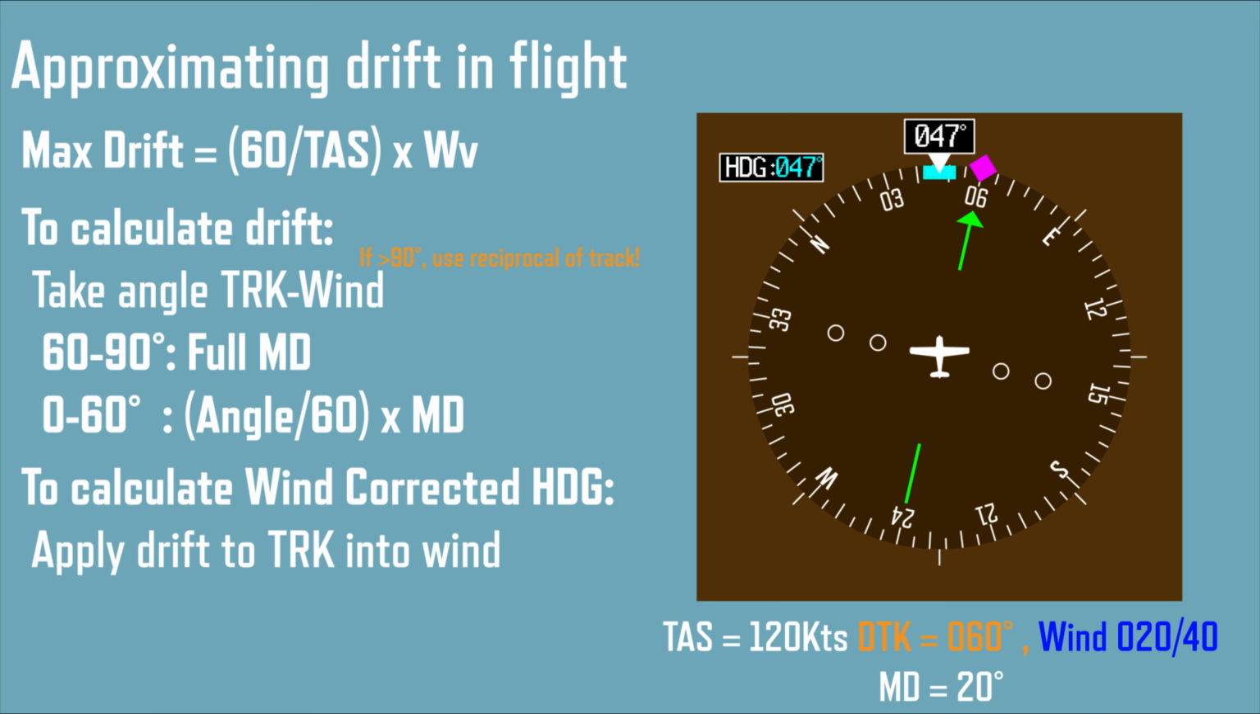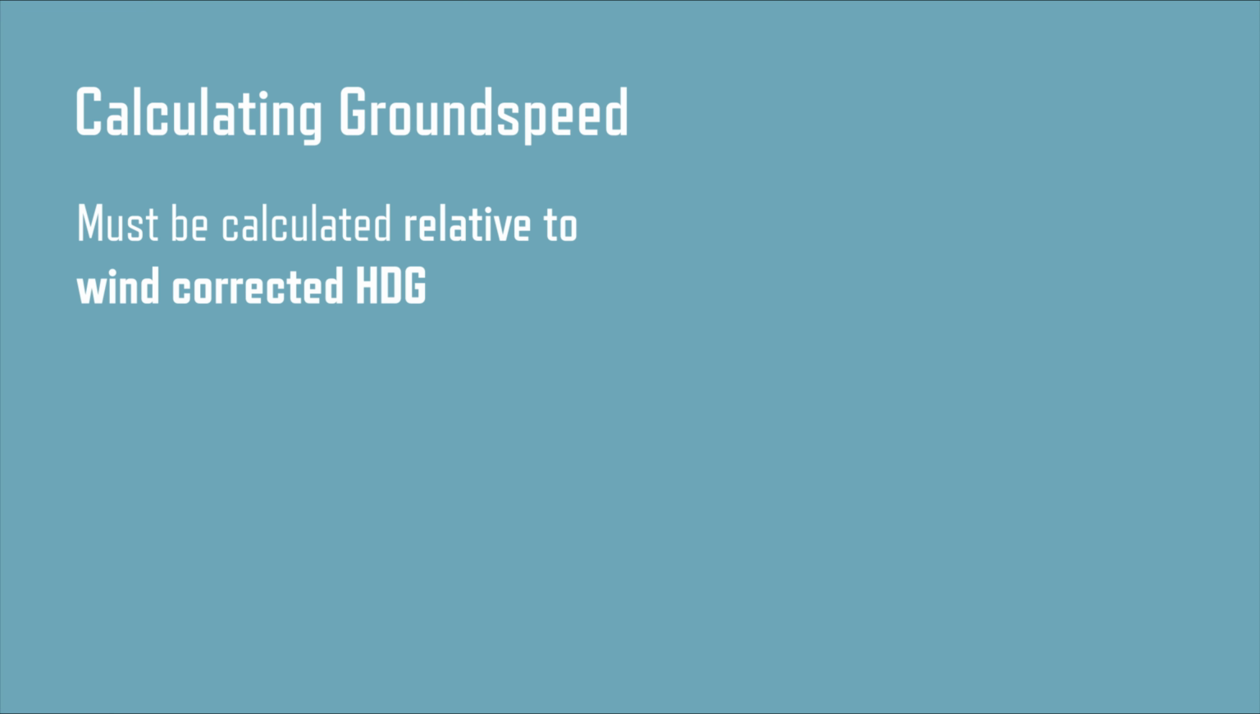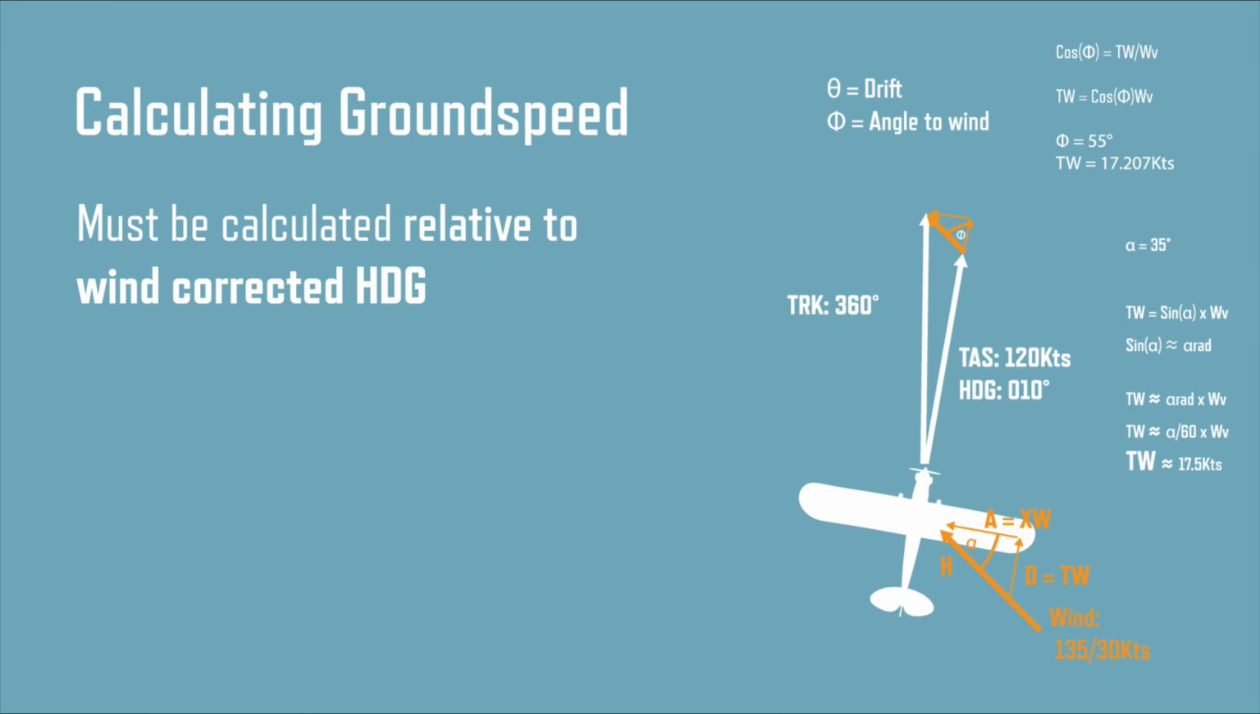Some people refer to the calculation of how much max drift to apply as the clock code, because the fraction of max drift to apply based on the angle as a fraction of 60 is like the number of minutes around a clock. Now that you have calculated the wind-corrected heading, you can calculate ground speed on this heading. It is important to note that ground speed must be calculated from the corrected heading, not the track. Mathematically, this is even simpler than drift. However, still too complicated for use in flight.